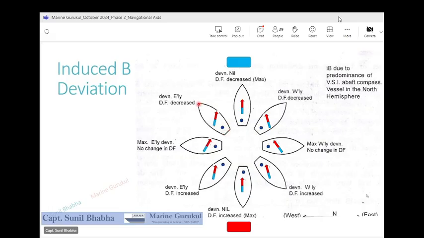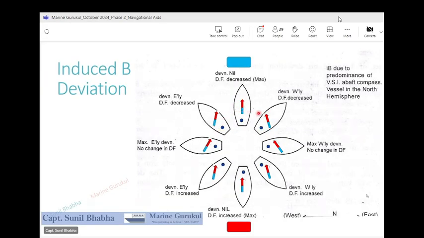When the ship goes on northwesterly heading, this blue pole has come southeast of the compass needle, and it now repels the blue end of our compass needle, generating an easterly deviation. But the amount or magnitude of the deviation is reduced now because the pole is no more at right angles to the Earth's field, and it has started coming in line with the field of the Earth.